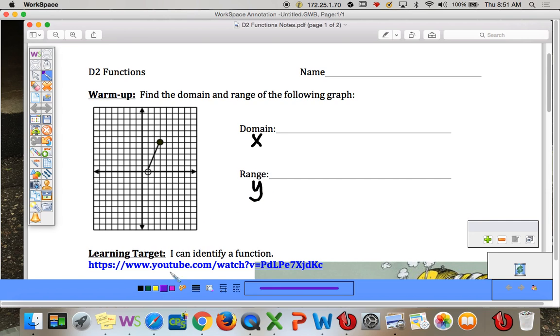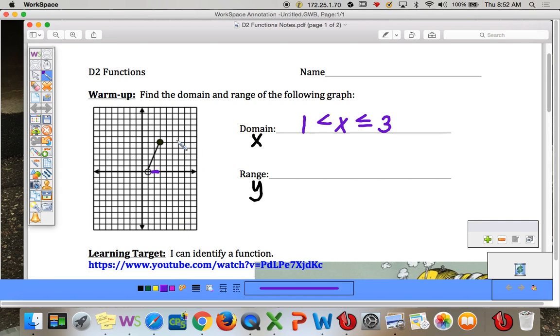So if we look at the domain first, it starts at 1 and it's an open circle. So it has to be everything greater than 1, but the maximum is 1, 2, 3. So x is greater than 1, but it can be less than or equal to 3. The open dot, it can't equal it, and so we don't put the equal sign.